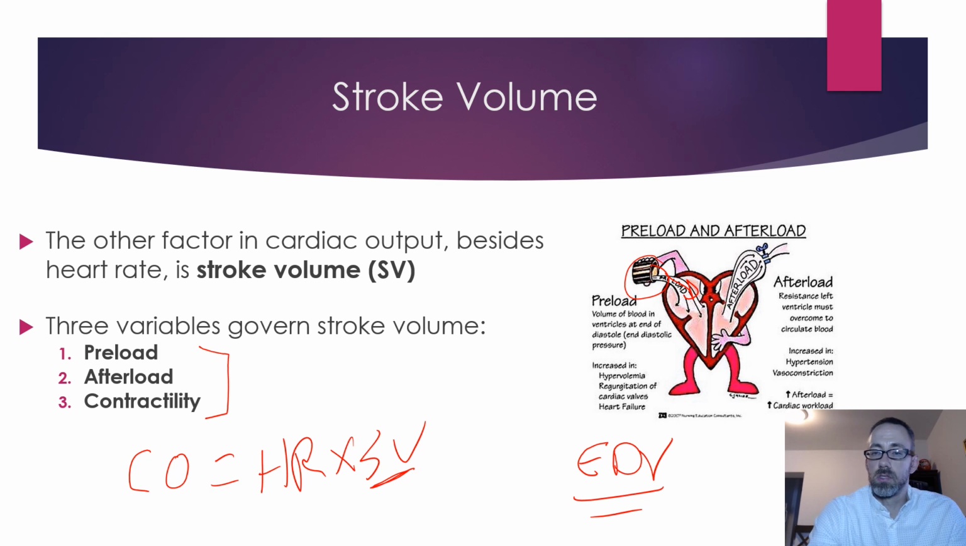The afterload. So the afterload, you can see it looks like kind of a tourniquet on the aorta there. All right. What that really is suggesting is that the afterload is basically any force that the heart has to overcome, any resistance that the heart has to overcome to eject that blood. Okay, so anything resisting it from being able to leave the heart. And then finally, contractility.